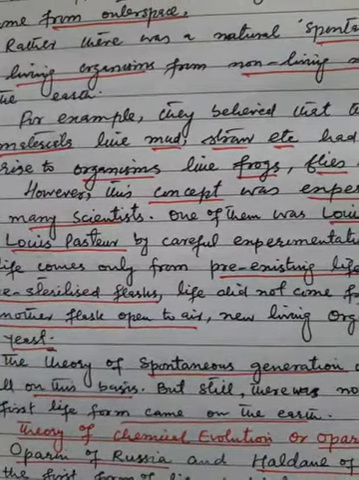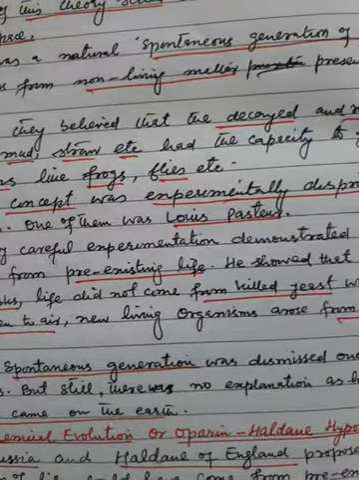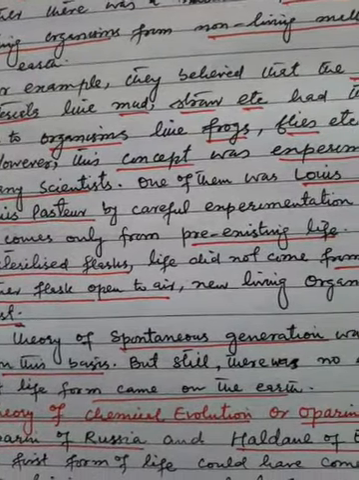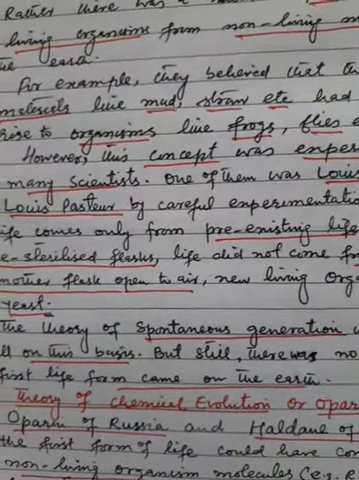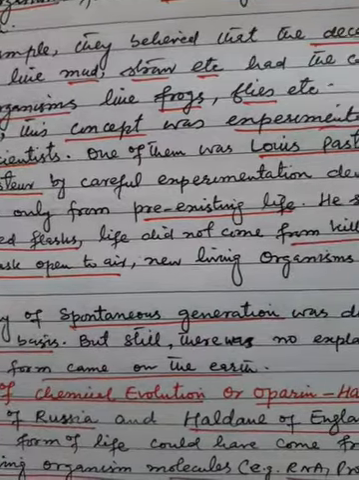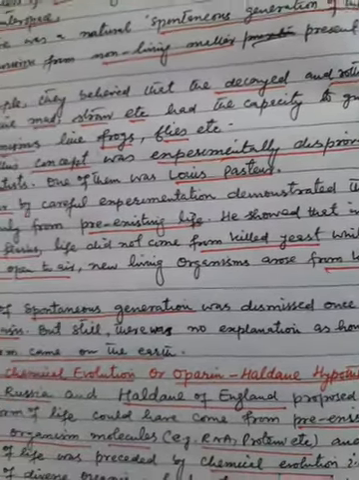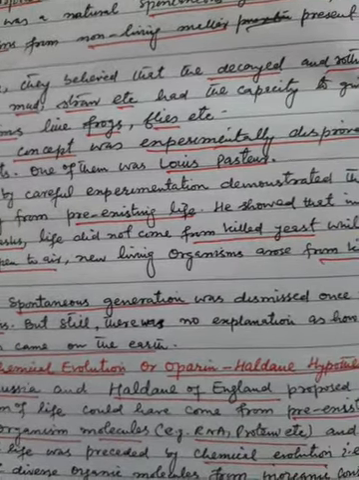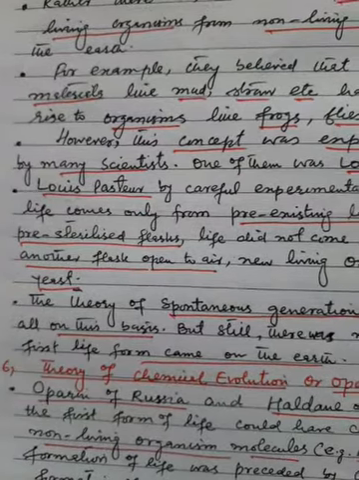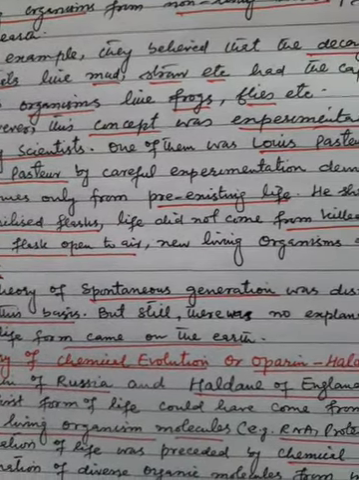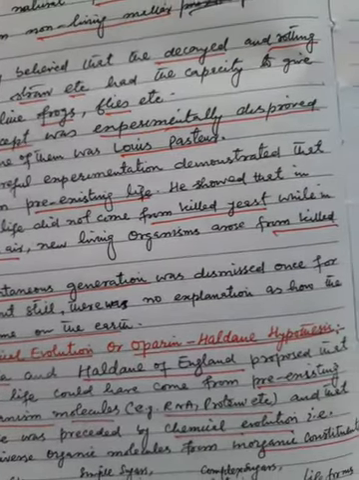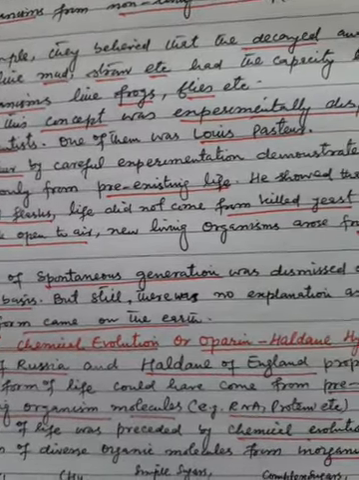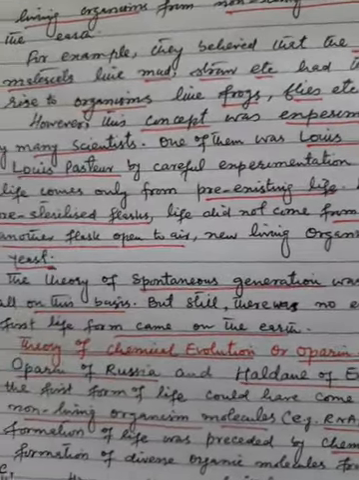However, this concept was experimentally disproved by many scientists. One of them was Louis Pasteur. Louis Pasteur, by careful experimentation, demonstrated that life comes only from pre-existing life. He showed that in pre-sterilized flasks, life did not come from killed yeast, while in another flask open to air, new living organisms arose from killed yeast.